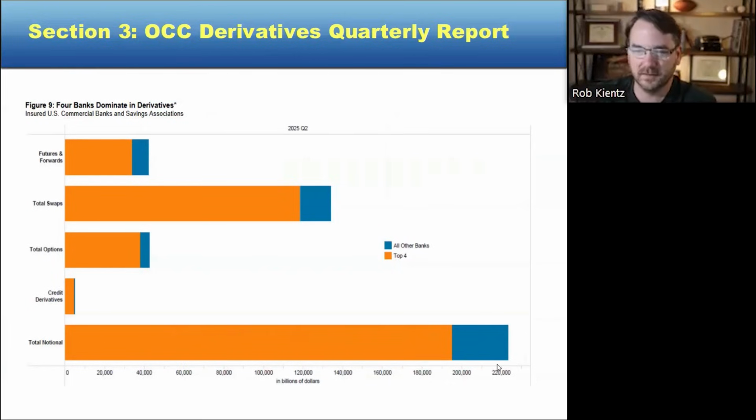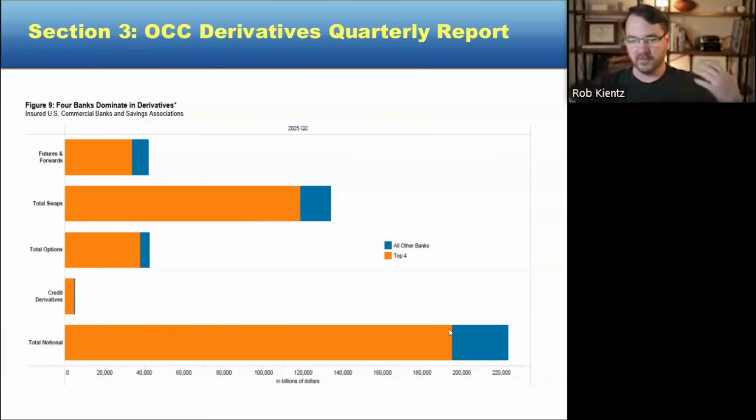Four banks dominate derivatives. Now, futures and forwards make up, what is that, about $40 trillion? This is in billions of dollars, so it makes up about 40 trillion. The top 4 banks make up about, I would say, 36 of 40 trillion, so about 90-ish%. The top 4 banks make up most of the swaps, most of the options, almost all of the credit derivatives.